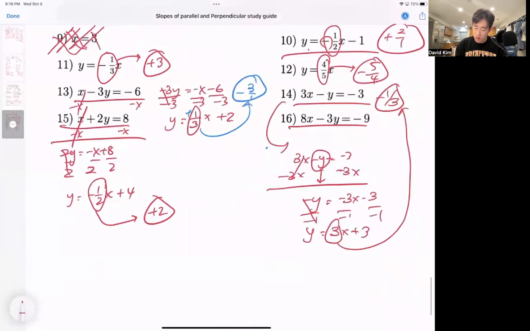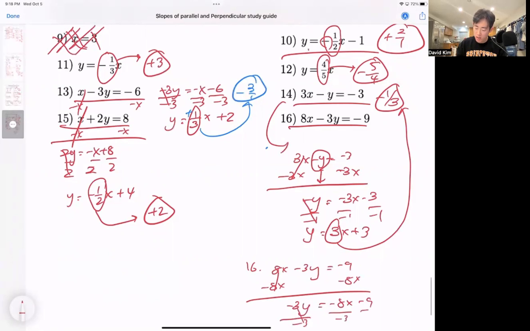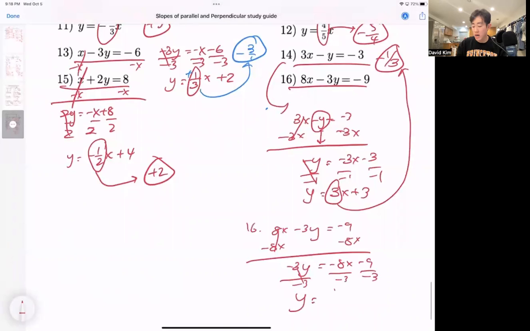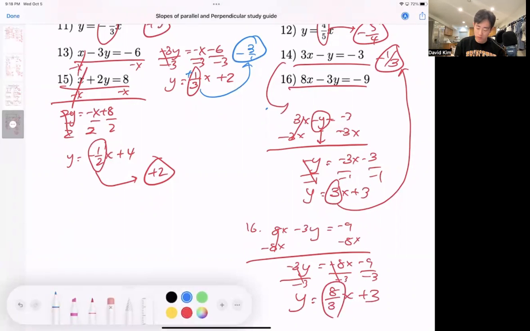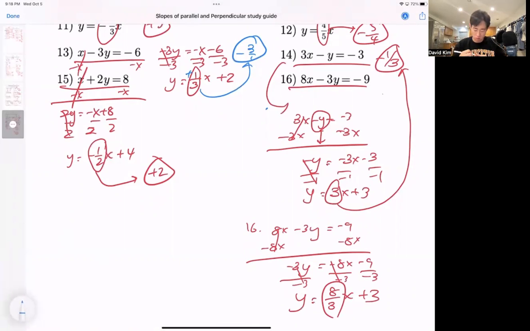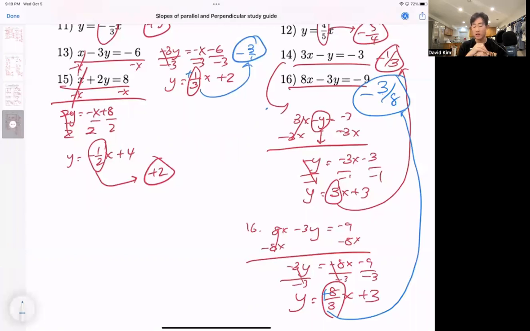Number 16, I'm going to do it down here. 8x minus 3y equals negative 9. Negative 3y equals negative 8x minus 9, divided by negative 3. You get the idea. So y equals positive 8 over 3x, guys, because the two negative signs cancel each other out, plus 3. So since your slope is now 8 over 3, you reciprocate it, it should give you 3 over 8. But since it was positive originally, it will turn into a negative sign. So the answer should be negative 3 over 8.